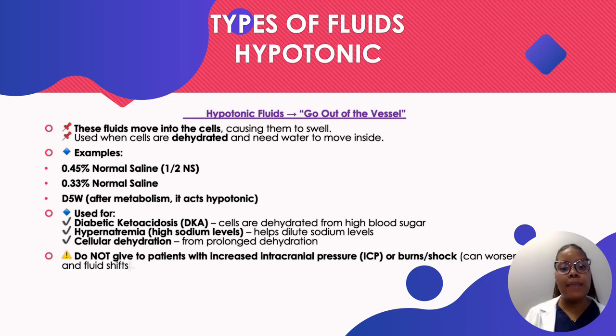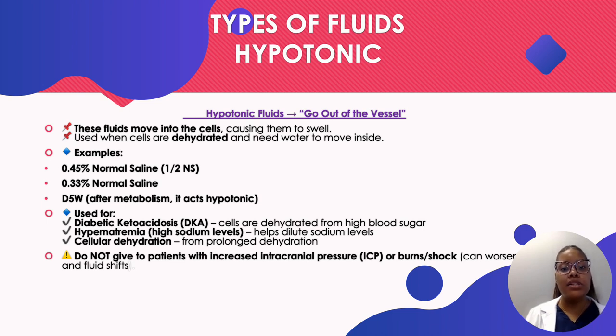All right, so examples of that are going to be 0.45 normal saline, so half normal saline, and then you can have 0.33 normal saline, and then you can have D5W. So you remember, I said that D5W is isotonic when it's in the bag, but once it hits the body, it's going to be hypotonic. All right, so please don't get that confused. So what is it going to be used for?